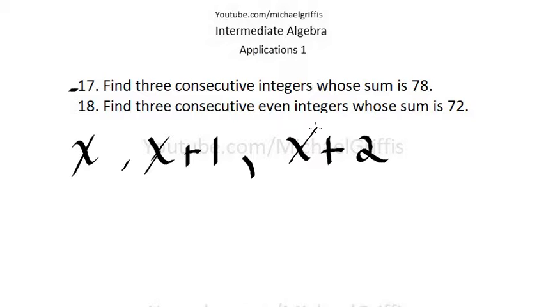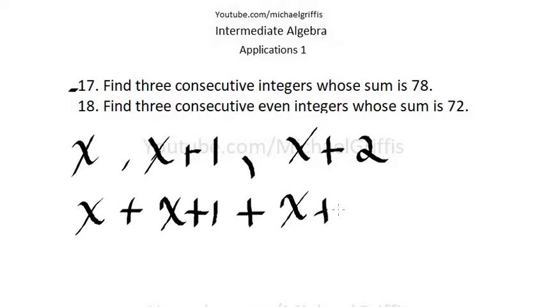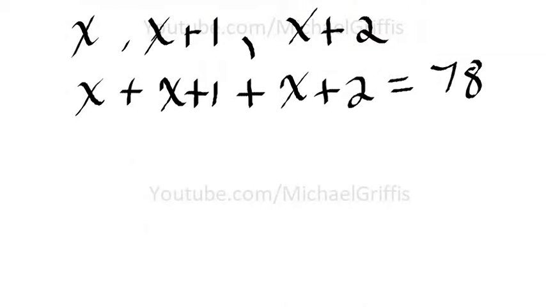Well, if you just summed them up, x plus x plus 1, which is our second integer, and then plus x plus 2, they should all sum to 78. So what we now have is an equation. Now let's simplify this equation.